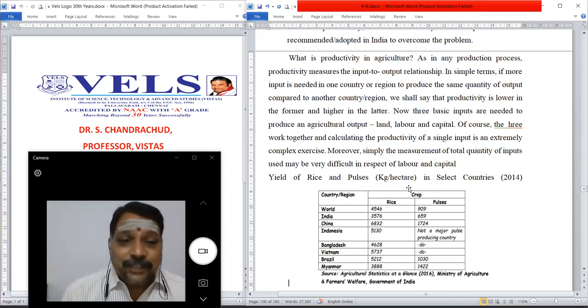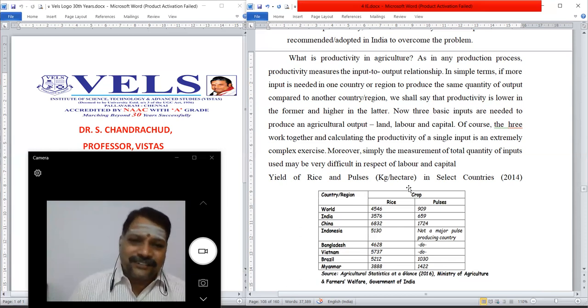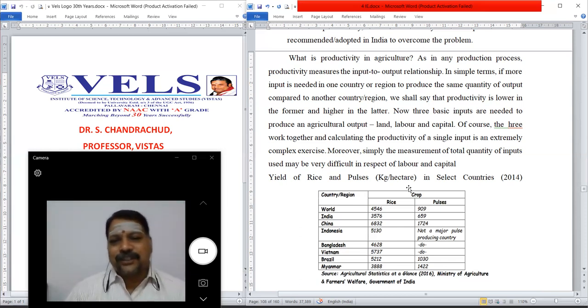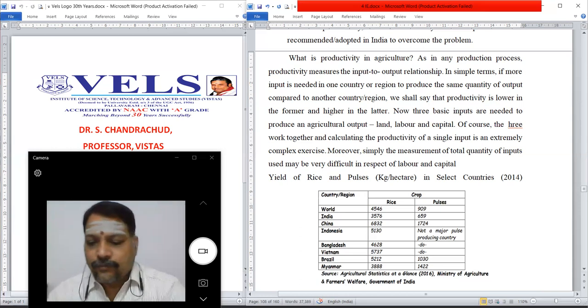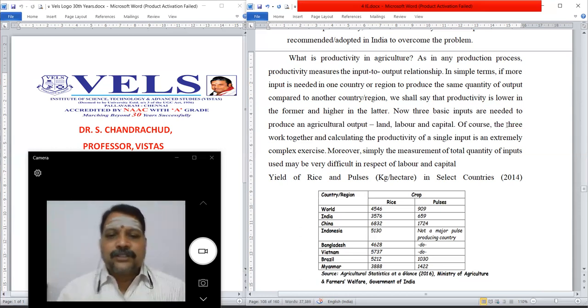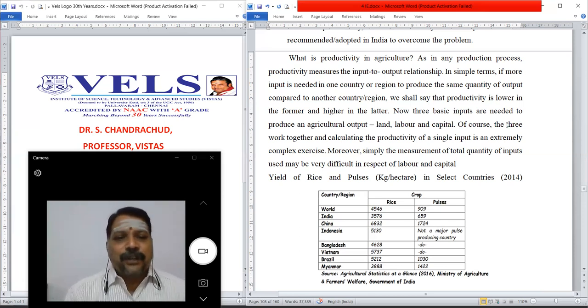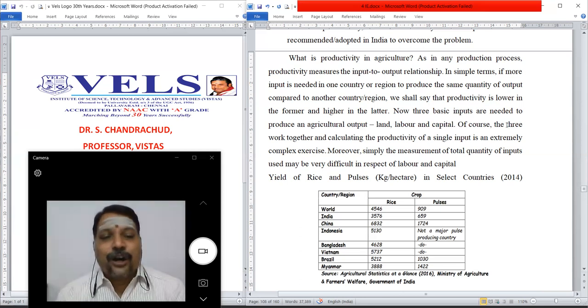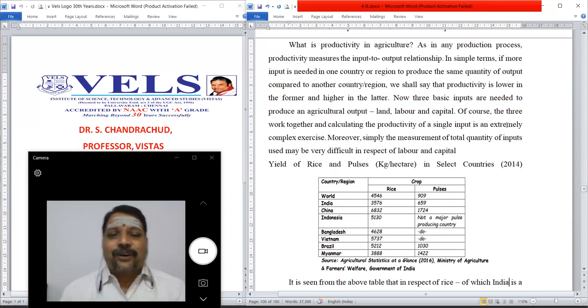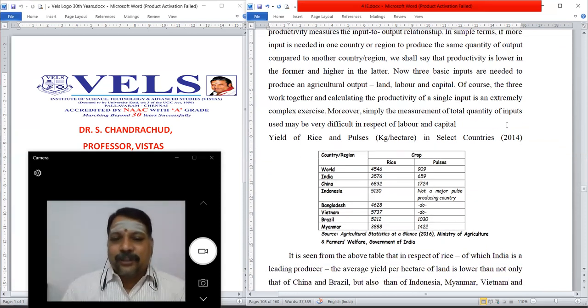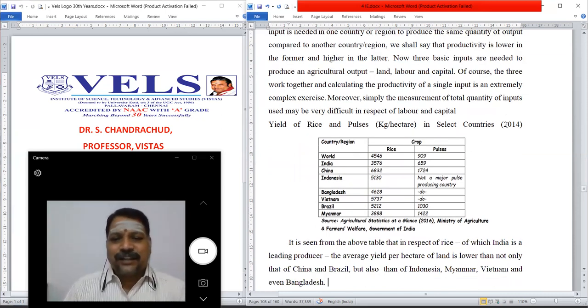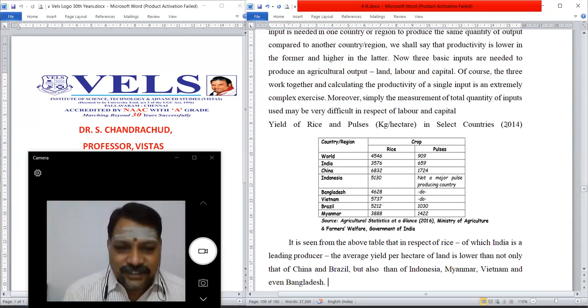Now, three basic inputs are needed to produce the agricultural product. One is land, the other one is labor, and the third one is capital. Of course, these three work together, so calculating the productivity of a single input is extremely complex. Moreover, simple measurement of the total quantity of input may be difficult with respect to labor and capital. The following table is a comparative study given by the Agriculture Statistics prepared in 2016. This data is provided by the Ministry of Agriculture and Farmers Welfare, Government of India.